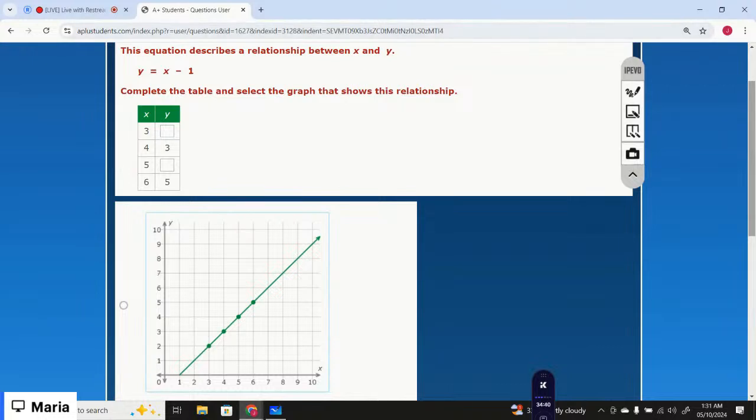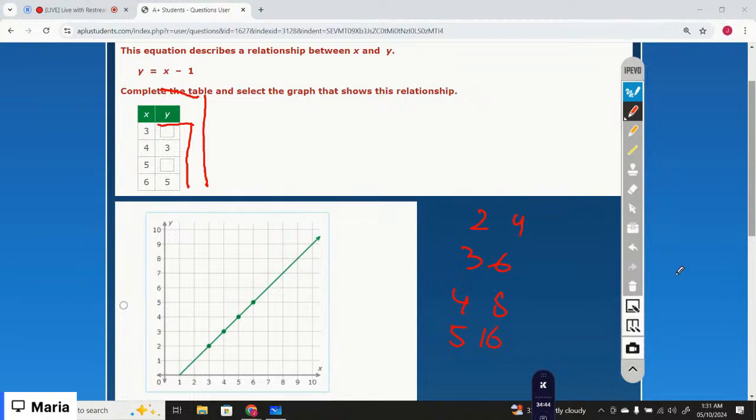Y equals x minus 1. When x is 3, y is 2. When x is 3, y is 4. They are 3, 4, 5, and 6. And the y values are 2, 3, 4, and 5.